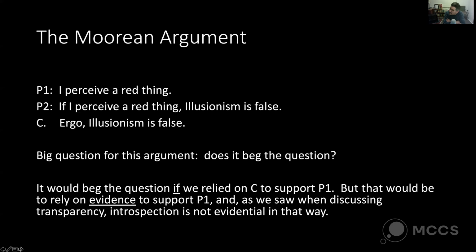If one says that the Moorean argument begs the question, that would be to say that you've somehow used the fact that the external world exists in support of the claim that this is a hand. But I don't think that's what the Moorean thinks. I think the Moorean thinks that we can just tell by perception that this is a hand. And from that we can infer that the external world exists.